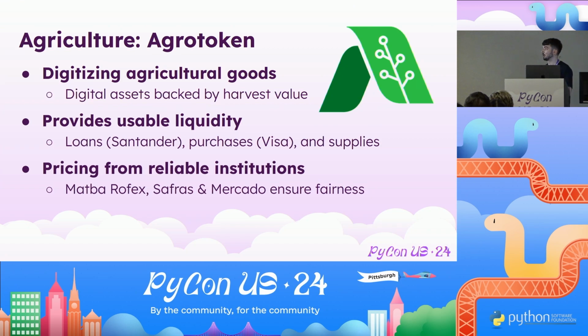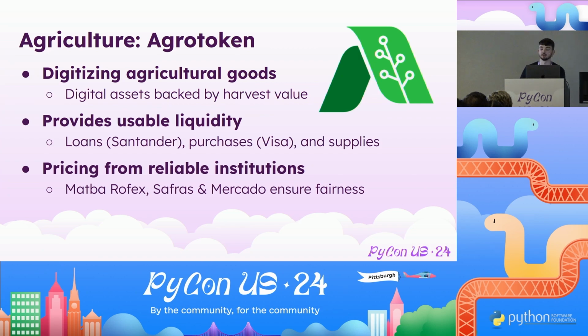So I want to first start off with this company called AgriToken. AgriToken is a company that digitizes agricultural goods. This is a very common use case for blockchain. We have some asset in the real world, and we want to represent that in a digital fashion. And with blockchain, we're able to represent various real-world assets on-chain, inheriting the decentralized, immutable, trustless properties of blockchain.